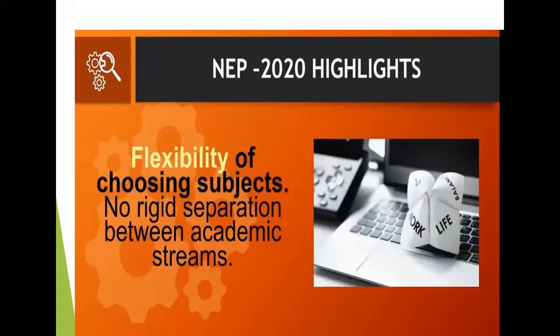And second highlight, flexibility of choosing subjects. No rigid separation between the academic streams. All students can choose any subject. For example, maths with science, chemistry, biology, and physics, and they can also choose social subjects, for example, economics, political science, etc.